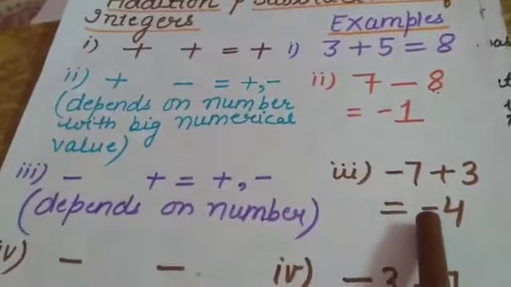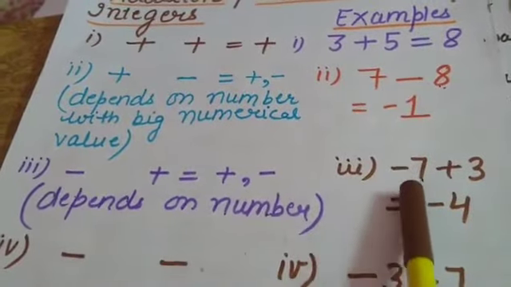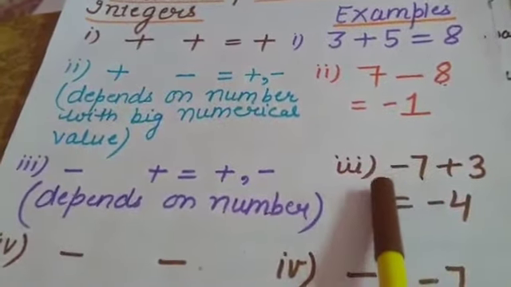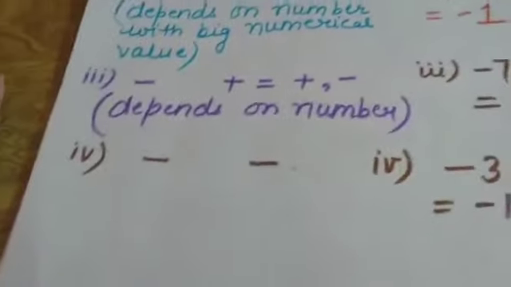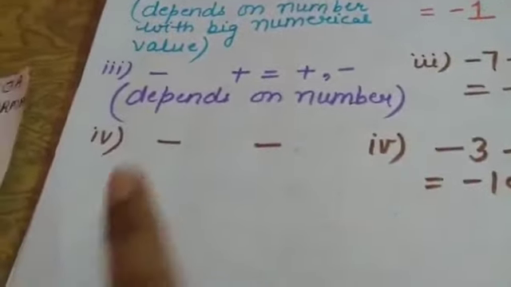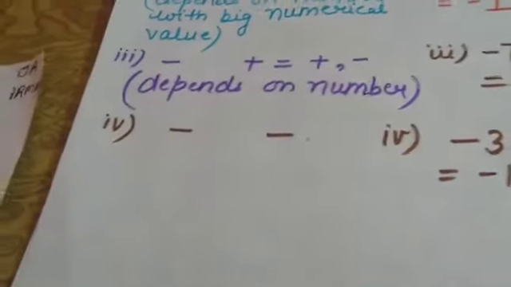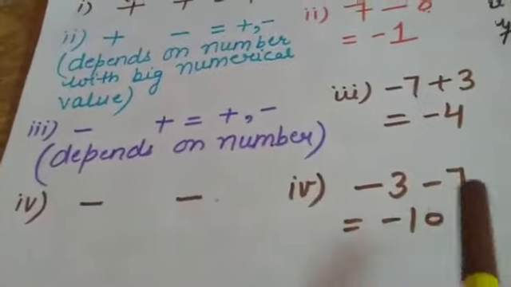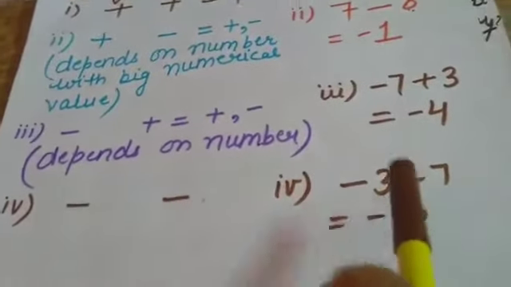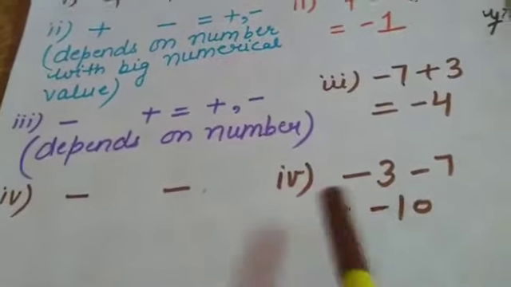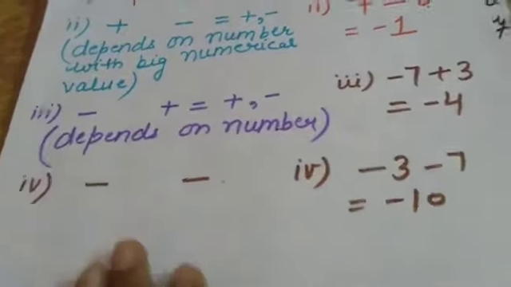So you have to put the sign of the larger number. The larger number is 7 and it is with minus, so you have to write minus. Now the fourth one is, suppose you have to add two negative integers. Simply the sign will be negative and you have to add the given numbers. 3 plus 7 is 10 and you have to write the minus sign.